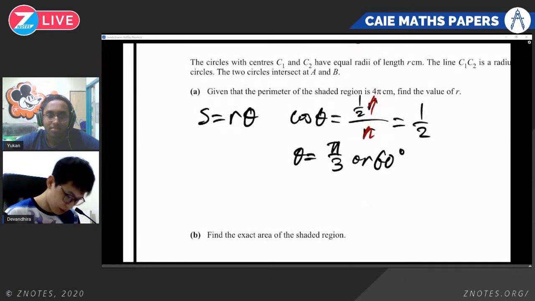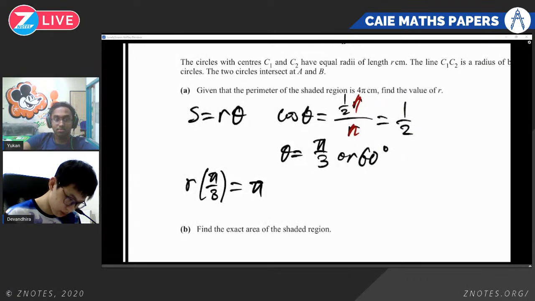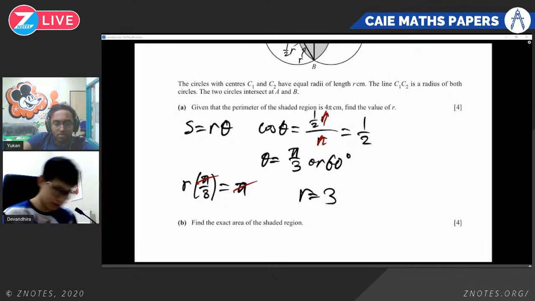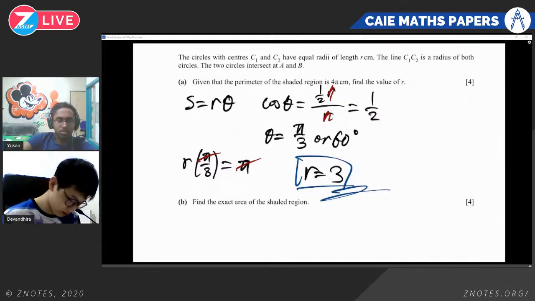That means we have r times theta, which is pi over 3, is just pi, correct? So we just have to solve this, right? We just divide by pi, multiply both sides by 3, we have r is equal to 3. Is this our answer? Yep. That's it. We just box it. Very simple for 4 marks.